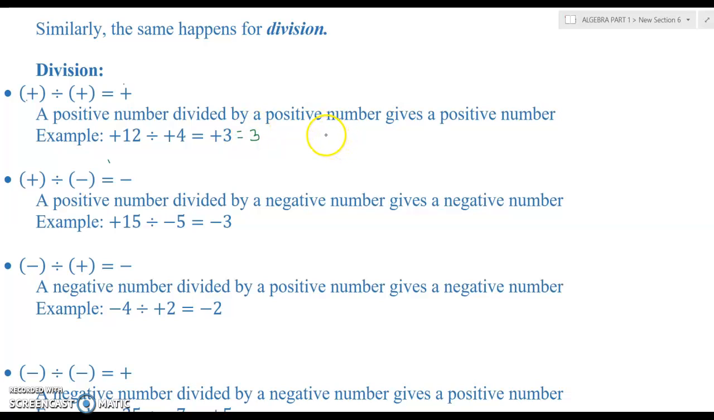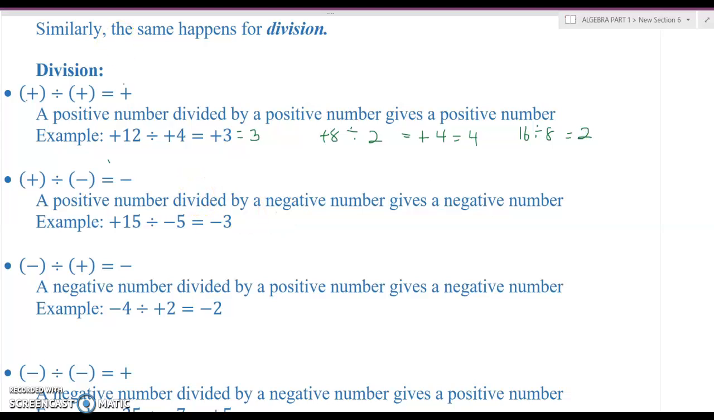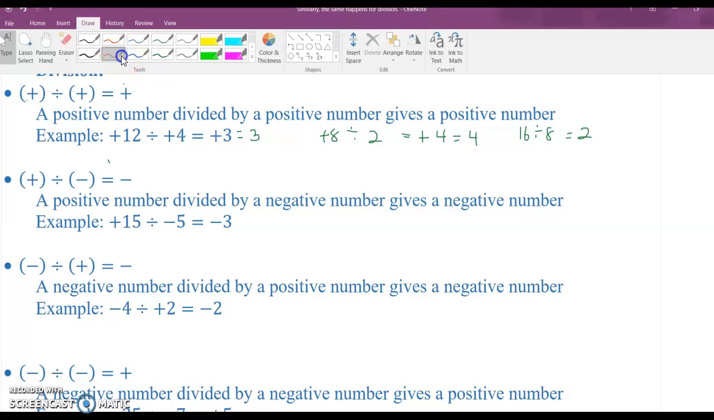If I have positive 8 divided by 2, I didn't put in the positive sign on the 2, but it's understood. Remember, you don't have to put in that positive sign. That would be positive 4, which is just 4. What if I have 16 divided by 8? Two positive numbers, I'm just going to get 2.